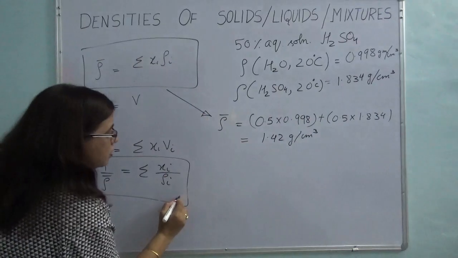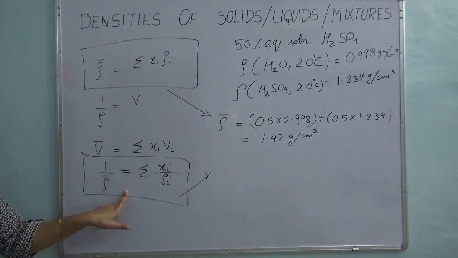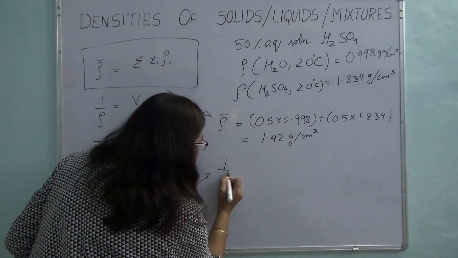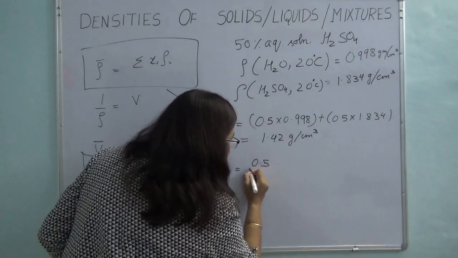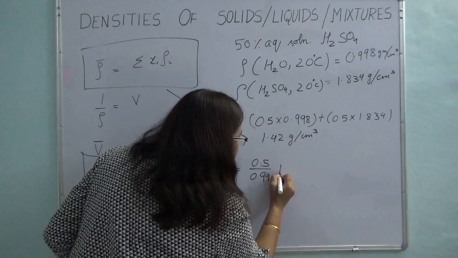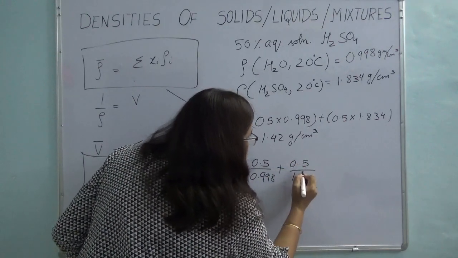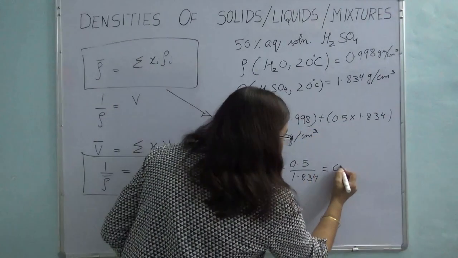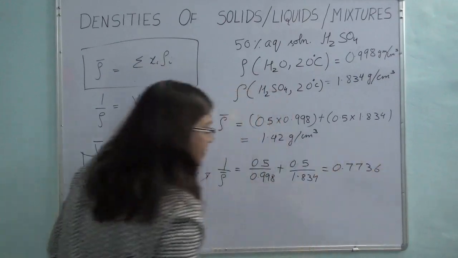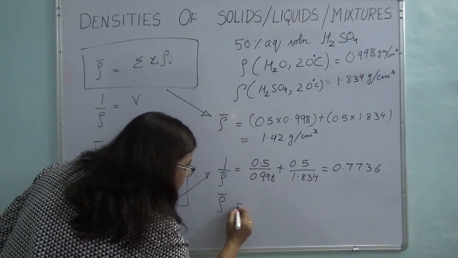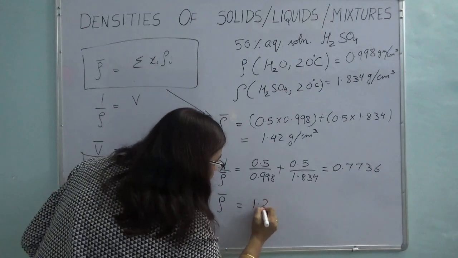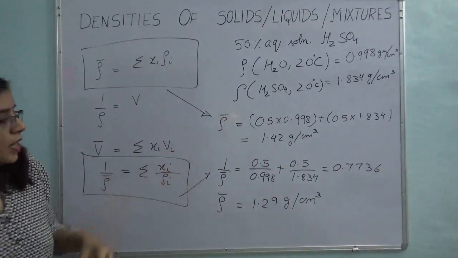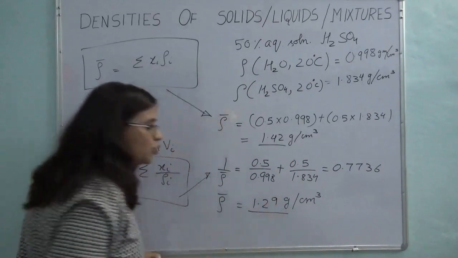Now let's use this formula to calculate my density, and let's see how much these values differ from each other. If I use this formula, 1 upon rho bar is equal to 0.5 divided by 0.998 plus 0.5 divided by 1.834. This value comes out to be 0.7736. To find the density of the mixture, take the inverse, and the inverse value comes out to be 1.29 grams per centimeter cube. So I get two different values.